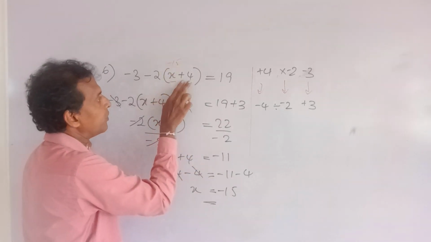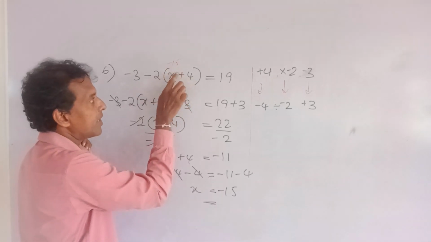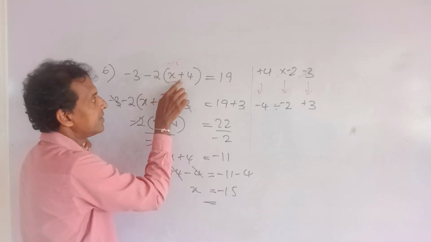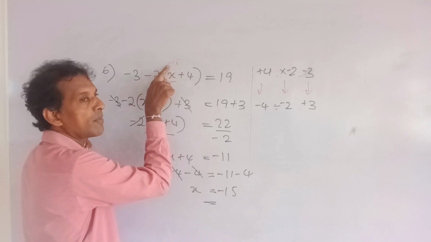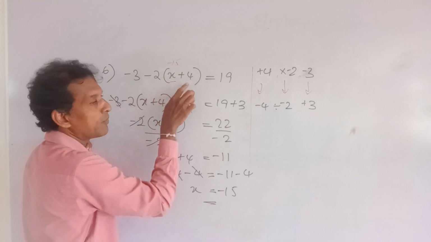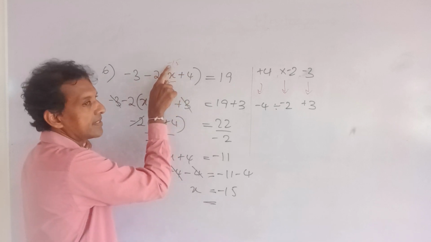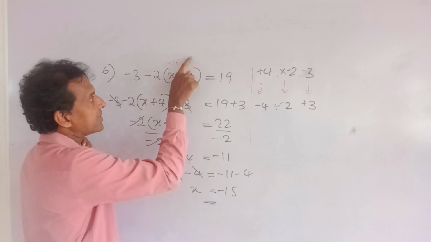Minus 15 plus 4 is minus 11. Right? Minus 15 plus 4, because different signs, you get the difference of the numbers and have the sign of the biggest number. So the difference between 15 and 4 is 11. So it is minus, because this is greater than this. So this is minus 11.